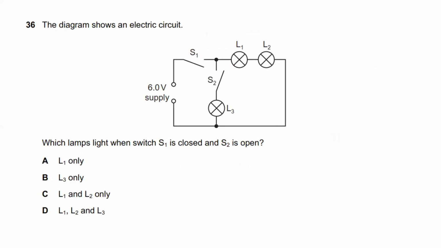Then question number 36. The diagram shows an electrical circuit in which lamps light when switch S1 is closed and S2 is open. When you close switch S1, the circuit will look like this, and this will be the path of current. The current passes through L1 and L2, so only L1 and L2 will glow. The current will not pass through this branch because S2 is open. An open circuit will not result in any current flow, so only L1 and L2 will light. Answer C is the best choice we have.